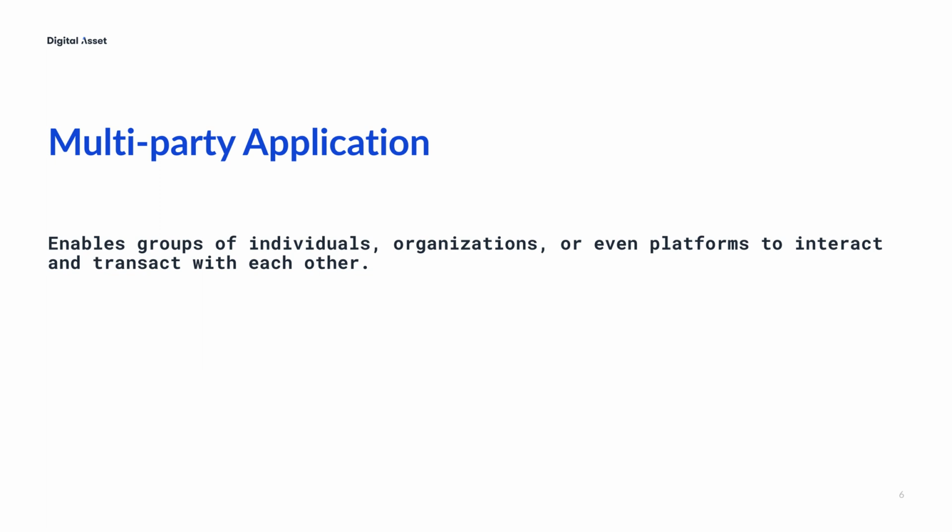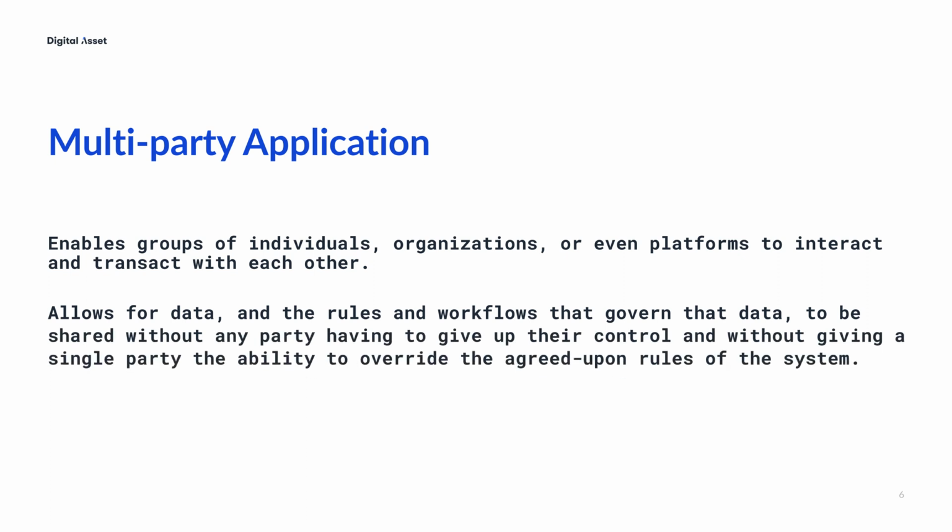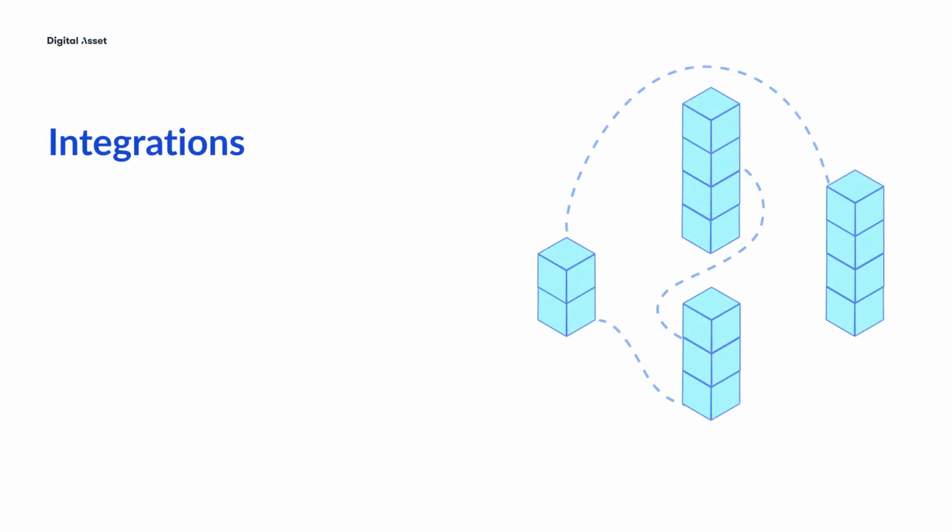A multi-party application allows for data and the rules and workflows that govern that data to be shared without any party having to give up their control and without giving a single party the ability to override the agreed-upon rules of the system. With a conventional enterprise system, each integration adds another organization with additional requirements for that integration.